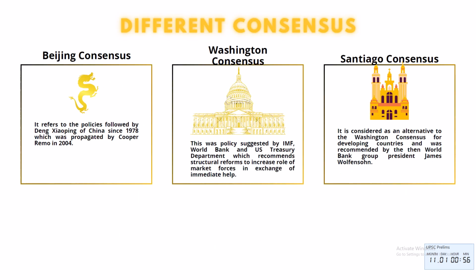Different consensus. So, what is a consensus? It's nothing but an agreement which is discussed by a few people together in certain sectors. In this topic, we are speaking about the economic sense. We have three consensus to be discussed: Beijing consensus, Washington consensus, and Santiago consensus. So let's look into them one by one. Starting from the Beijing consensus, it refers to the policies followed by Deng Xiaoping of China since 1978 and was propagated by Cooper Ramo in 2004.